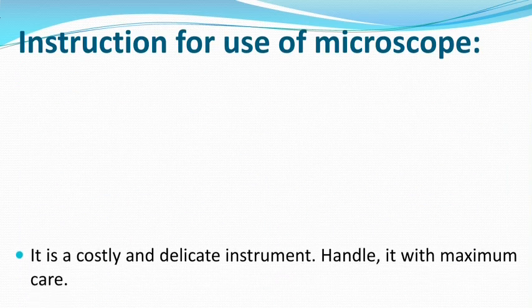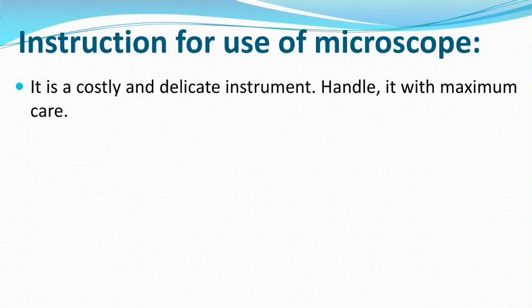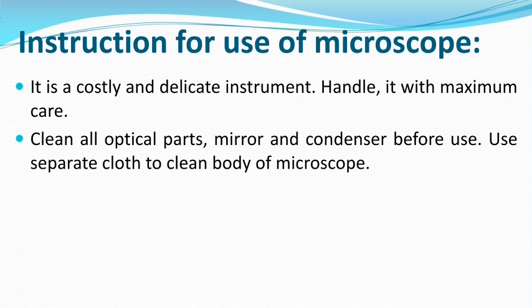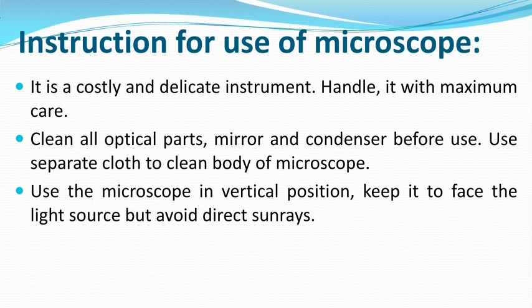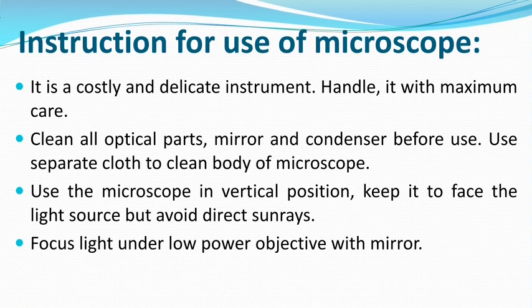Instructions for use of the microscope. Which precautions should be taken at the time of using the microscope? It is a very costly and delicate instrument. Handle it with maximum care. Clean all optical parts, mirror, and condenser before use. Use a separate cloth to clean the body of the microscope and a separate cloth for the lenses, eyepiece, mirror and condenser. Use the microscope in a vertical position. Keep it facing the light source but avoid direct sun rays. Focus light under the low power objective with the mirror.